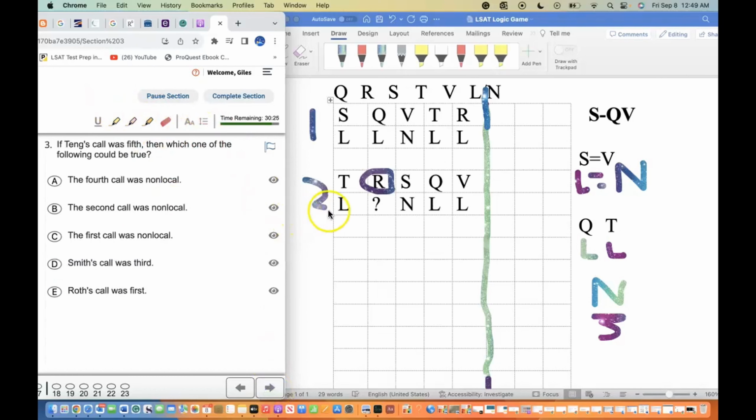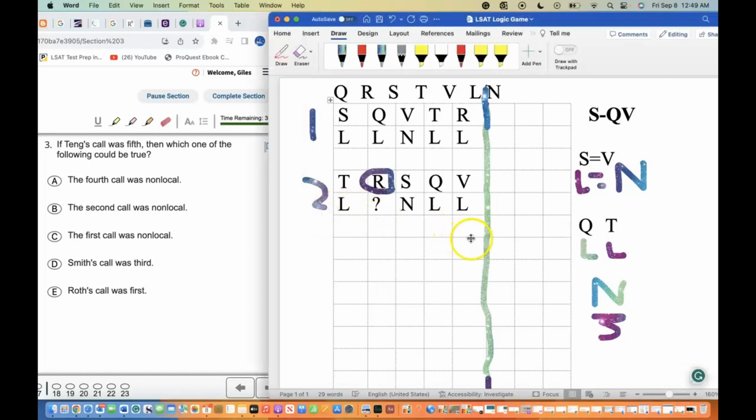Question 3. Tang was the fifth call. So we're going to put T here. And which of the following could be true? So if T is there, we could put Q. I guess we could put QV here. So it's going to be SQV, R local. S and V are going to be different, and this is going to be non-local. S and V had to be different, and we're going to put a question mark.